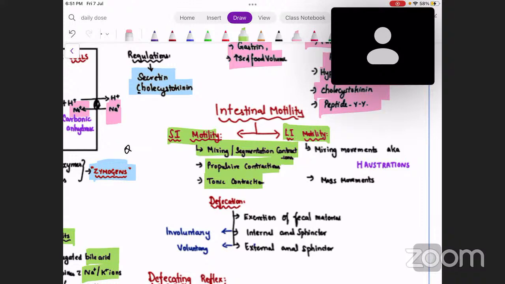Apart from that, in the large intestine, the mixing movement is also known as haustration, where it moves bulky food, followed by defecation, the excretion of your fecal material. The internal anal sphincter and external anal sphincter play a role here. The internal is involuntary while the external is voluntary.